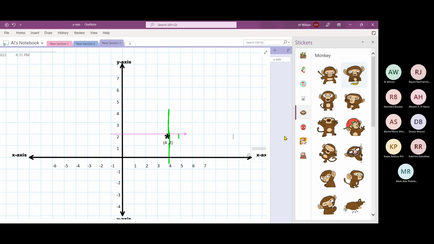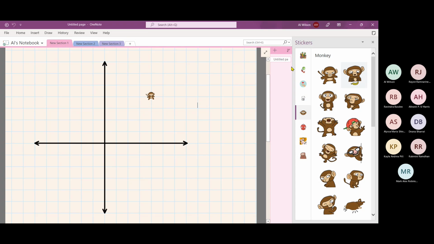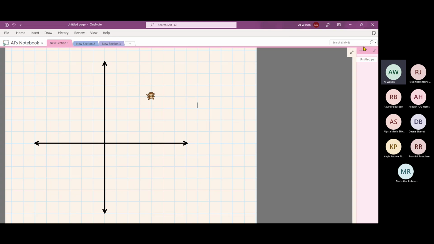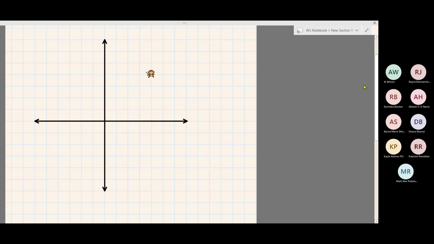Right. So we're going to look at a few more monkeys before we go on to the next part of this. Let me minimize this. Good. Now notice here, I don't have any labeling whatsoever. I don't want you to draw this. I want you to look at it, and I want you to identify the X value and the Y value.